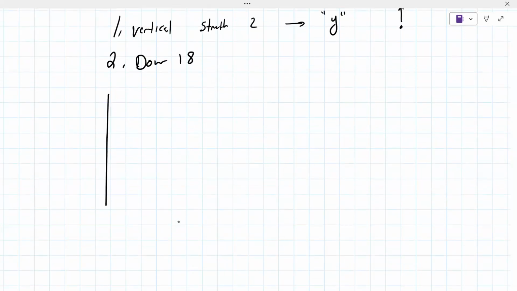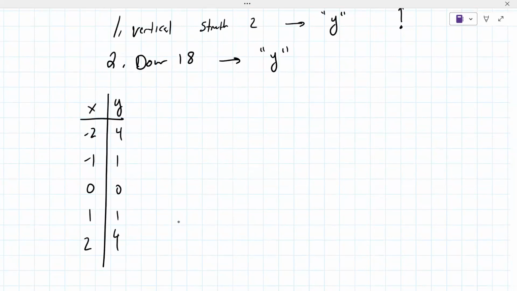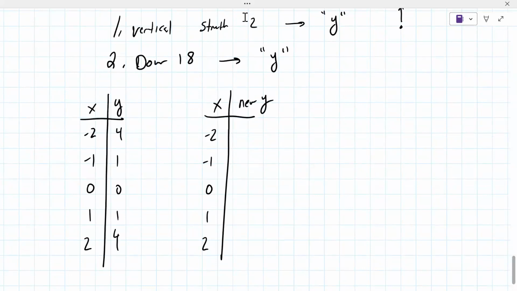Very good. So now if we go back to our standard set here of x, y: -2, 4; -1, 1; 0, 0; 1, 1; 2, 4. Down 18 affects the y. So we have to do this in a certain order. See how these both affect y, but not x? Yeah. X stays the same. But your new y, you're first going to multiply the y by 2 and then subtract 18.